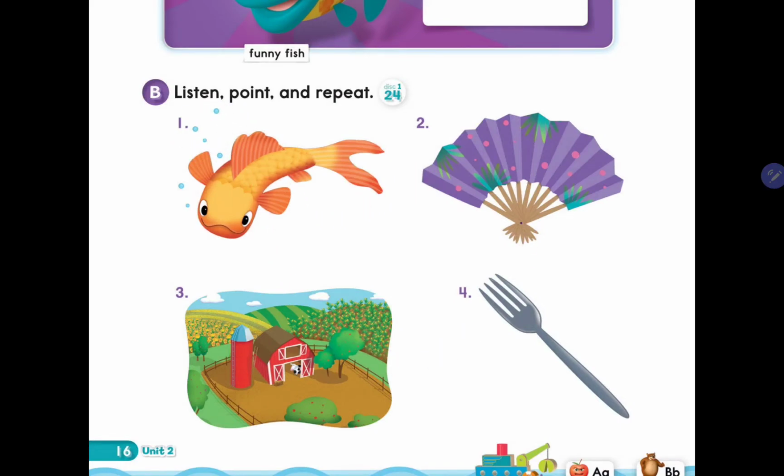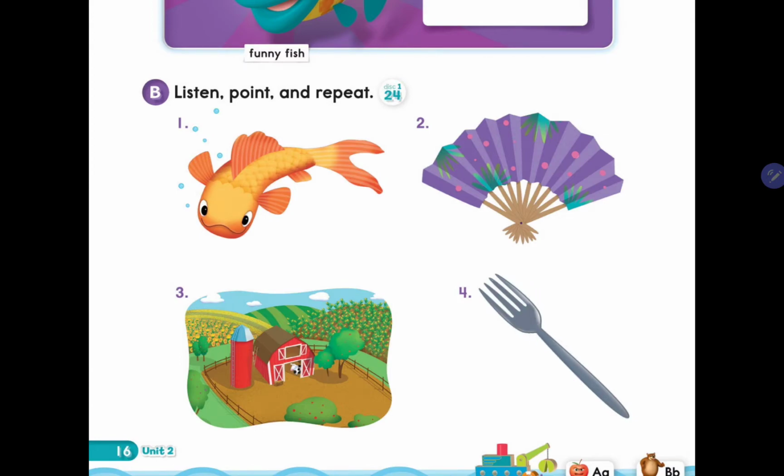Picture number one, fish, f, f, fish. Picture number two, fan, f, f, fan. Picture number three, farm, f, f, farm. And then picture number four, fork, f, f, fork.